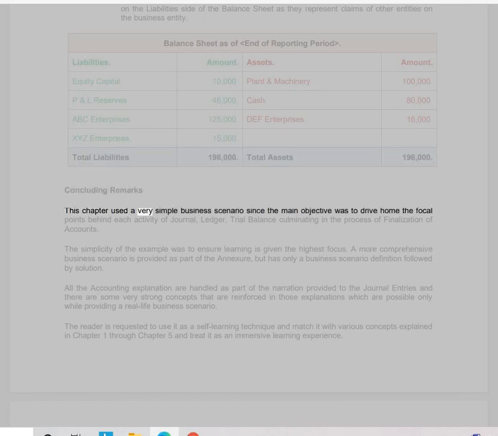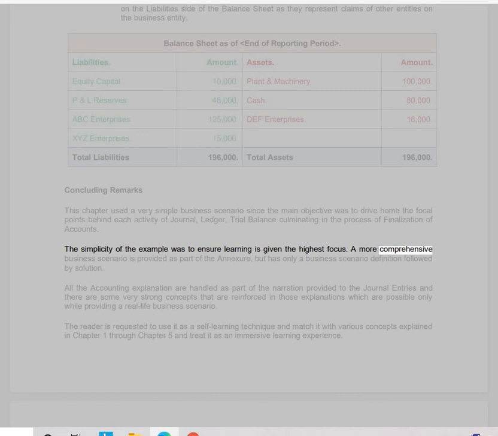This chapter used a very simple business scenario, since the main objective was to drive home the focal points behind each activity of journal, ledger, trial balance, culminating in the process of finalization of accounts. The simplicity of the example was to ensure learning is given the highest focus.